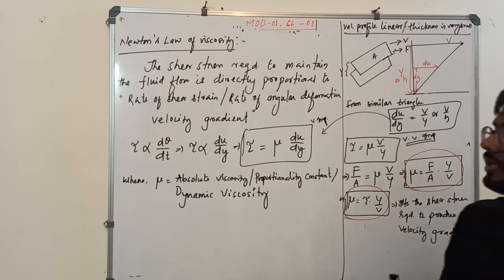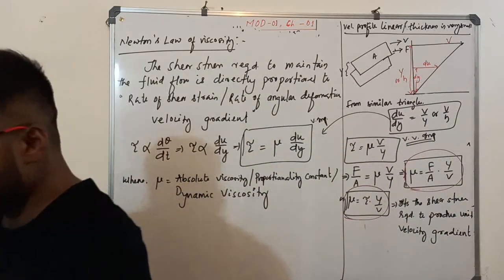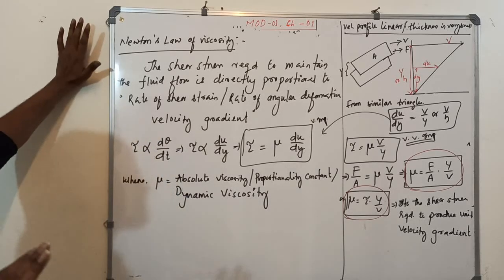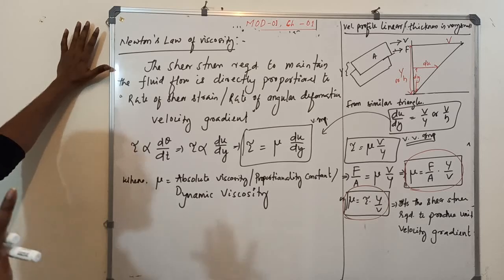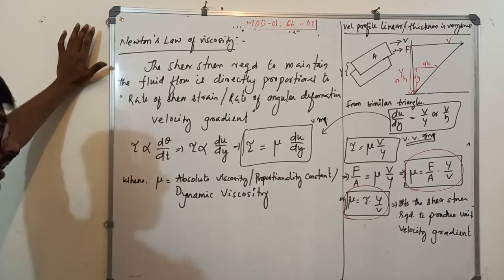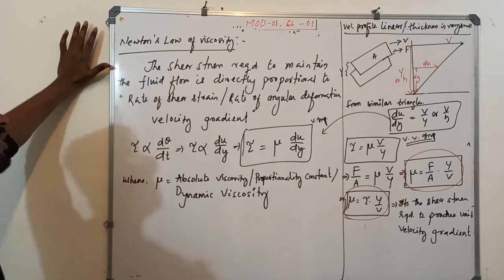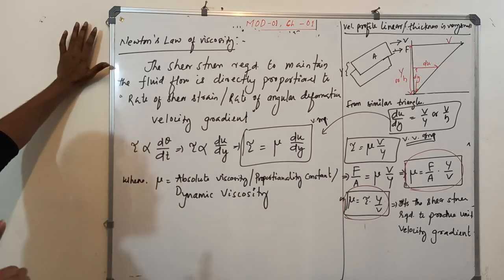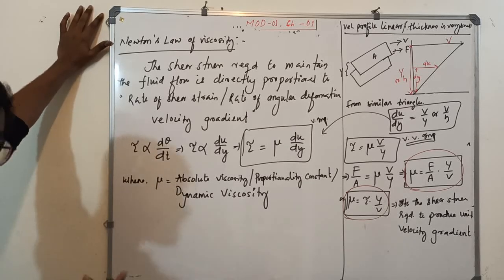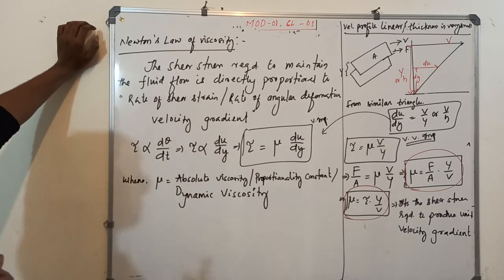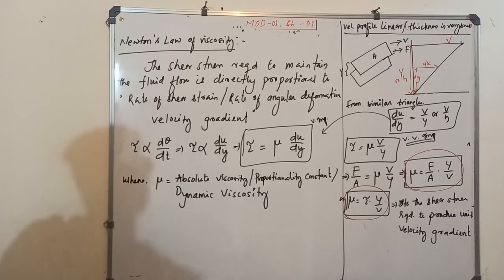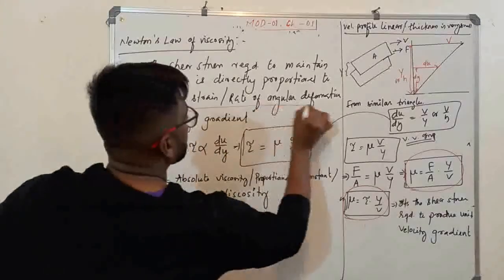Sir, let us revise once more. What is Newton's law of viscosity? Come on. What did Newton's law of viscosity say? The shear stress required to maintain the fluid flow is directly proportional to the rate of shear strain, or rate of angular deformation, or proportional to the velocity gradient itself. Okay, not rate of velocity gradient.